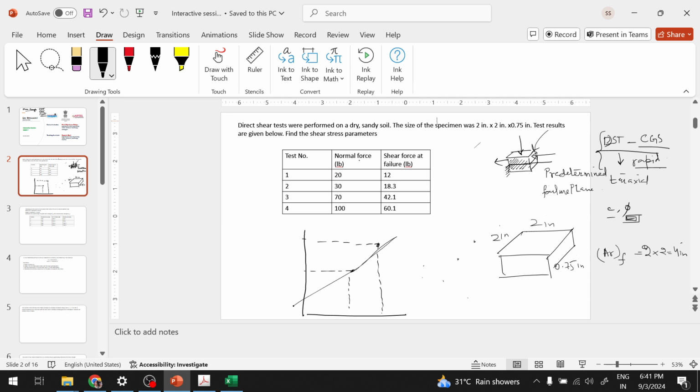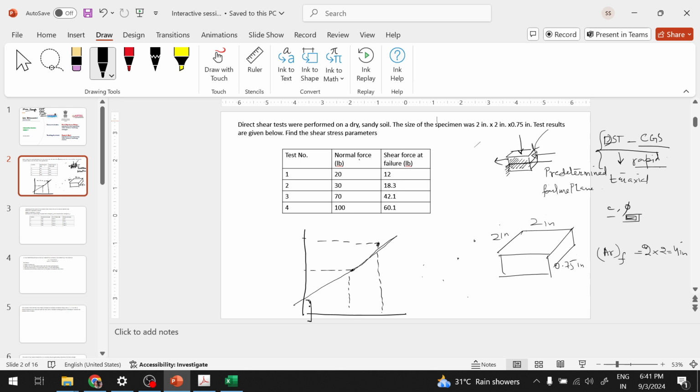I pass them through the y-axis. This part here gives me the cohesion, and this angle here gives me the friction. So that is what we did. We knew the normal force. Based on this, we calculated the normal stress, and we knew the shear force. Based on this, we calculated the shear stress, and now we are going to plot.